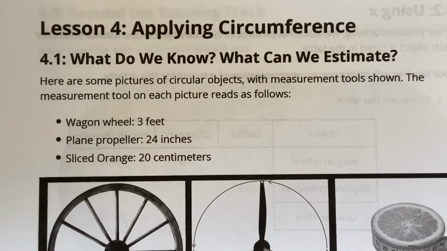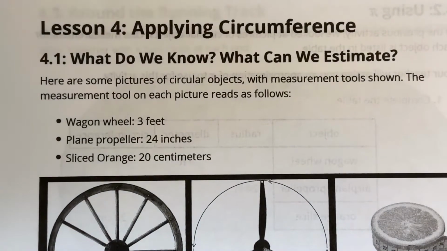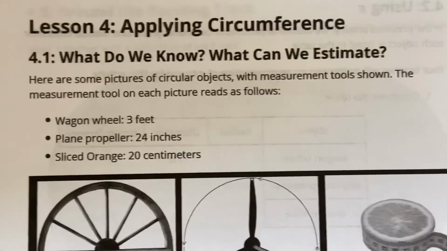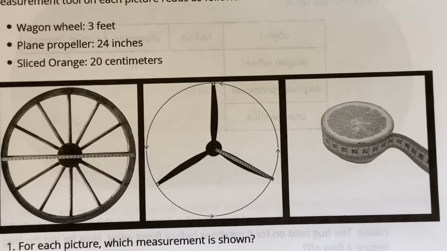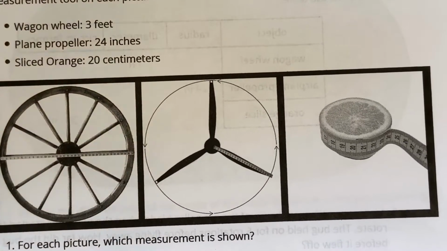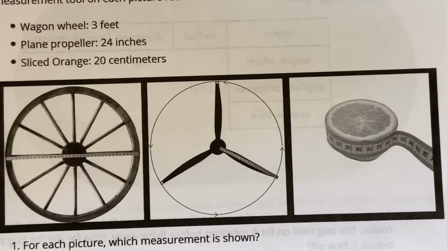Everybody, welcome back. Today we're going to do a little bit more on circumference and diameter and radius of a circle. So on this first problem here, I want you to look at these wagon wheels and the propeller, and then I guess that's an orange. It says here are some measurements.